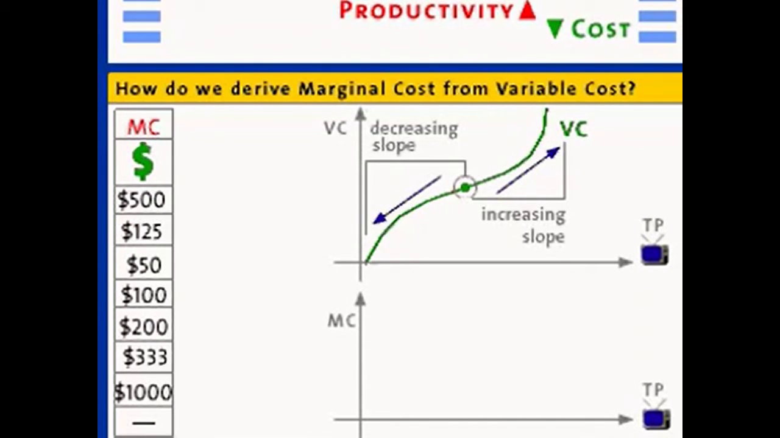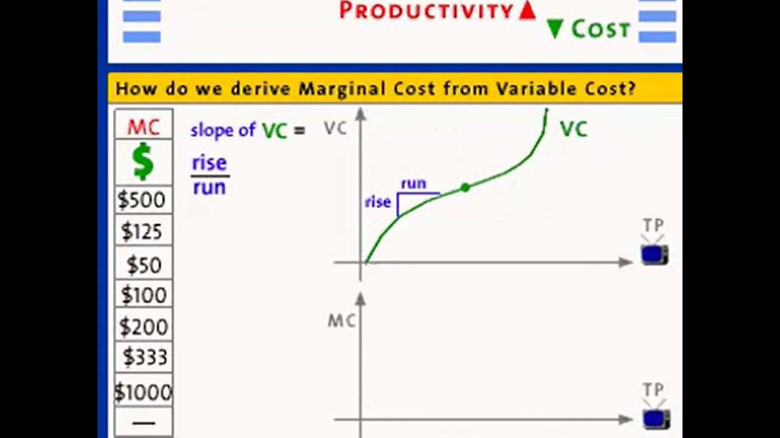Well, think now about what this slope tells you. The slope of the variable cost curve is the rise over the run. The rise in this diagram is a change in variable cost. That is, an increase in the vertical coordinates means that the variable cost is increasing. You're spending more money on labor. The run, in this case, is an increase in the production of television sets. That is, producing more television sets as you hire more labor.